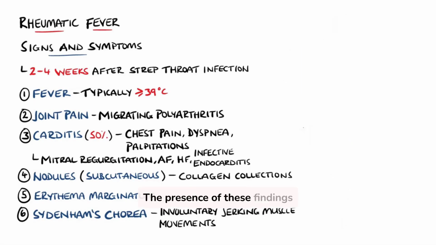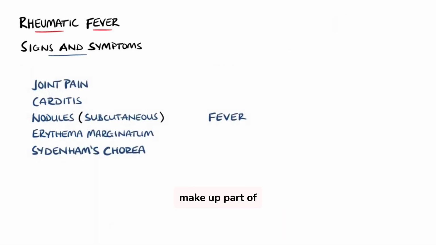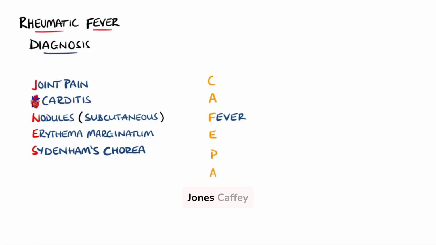The presence of these findings make up part of the Jones criteria, which is involved in the diagnosis, and can be remembered with the mnemonic Jones-CAFI-PAL. The Jones portion of the mnemonic makes up the major criteria. J is for joint involvement, the O can be pictured as a heart to remember the cardiac manifestations, N is for the subcutaneous nodules, and the E is for erythema marginatum, while S is for Sydenham's chorea.